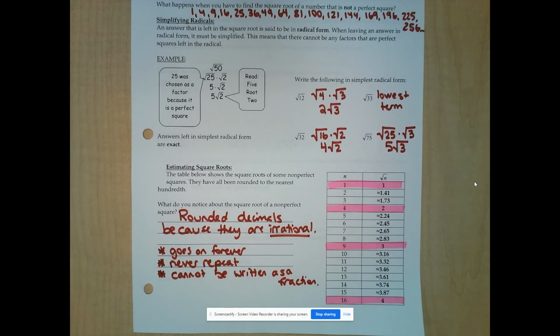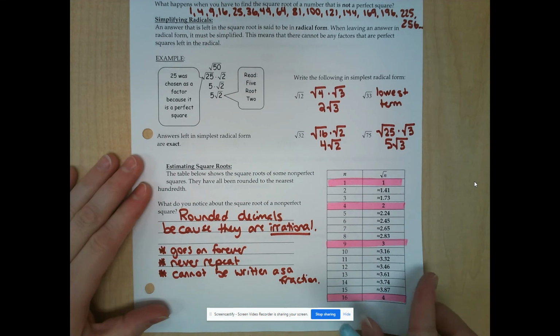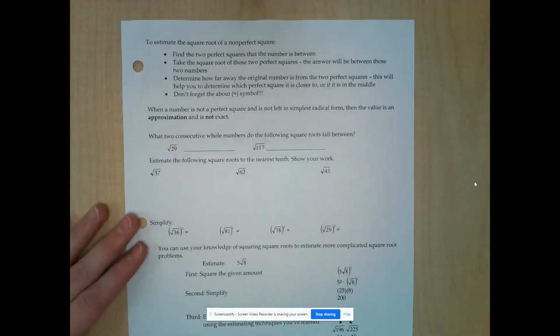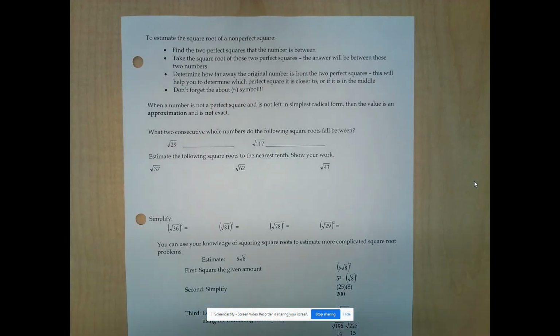And when we try to take the square root of a non-perfect number, we get an irrational number as the result. To estimate these non-perfect numbers, find two perfect squares that the number is between. So for example, the square root of 29. 29 is between which two numbers on the list?